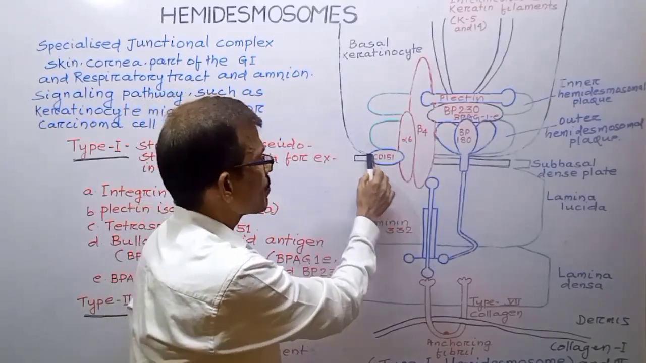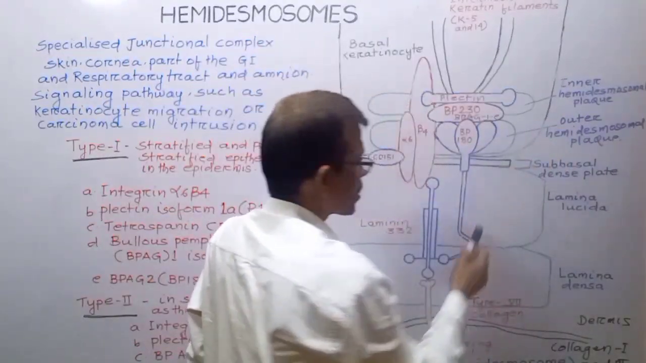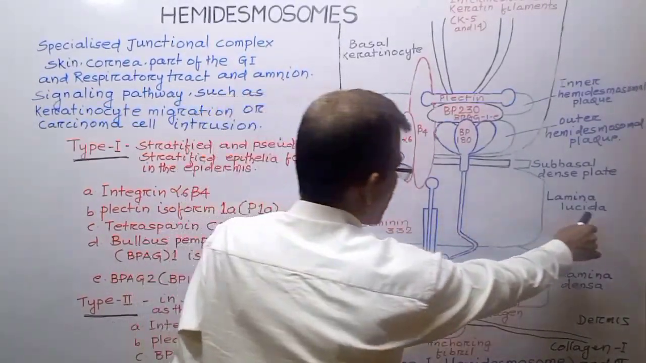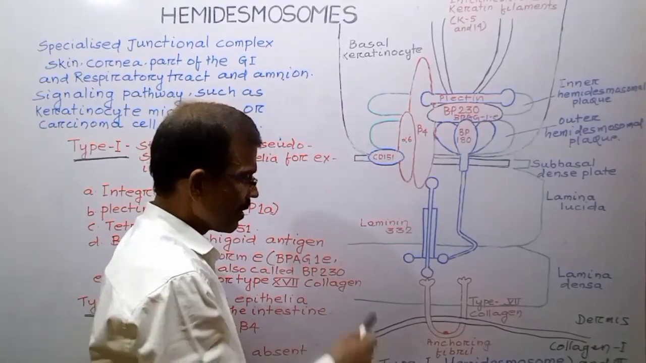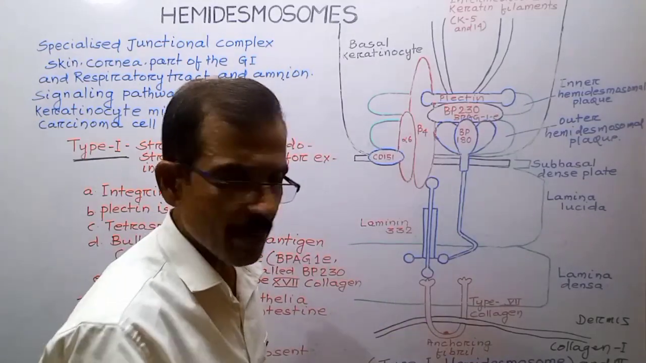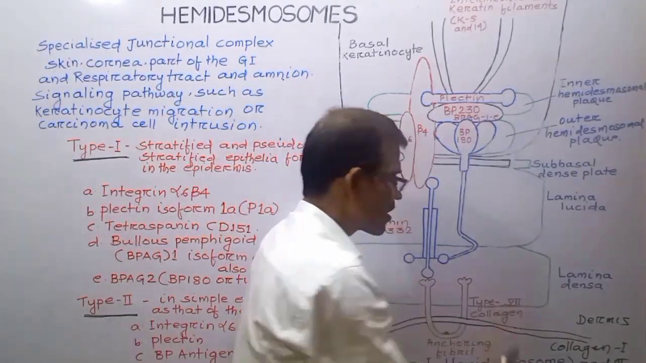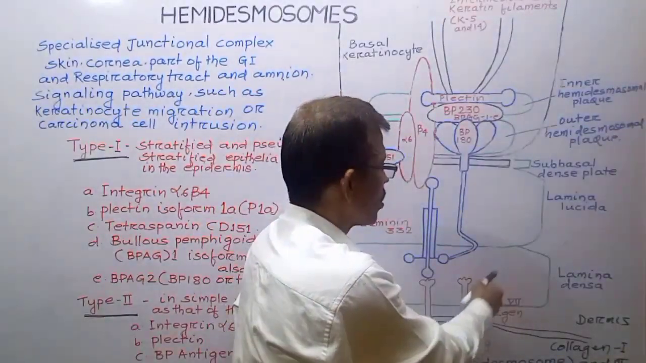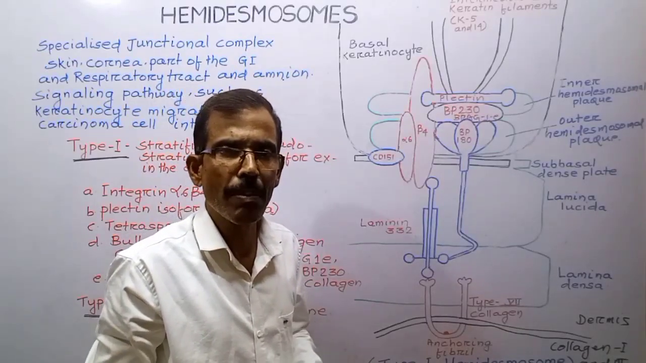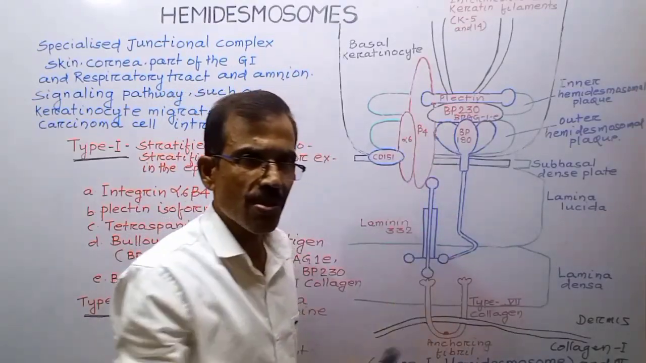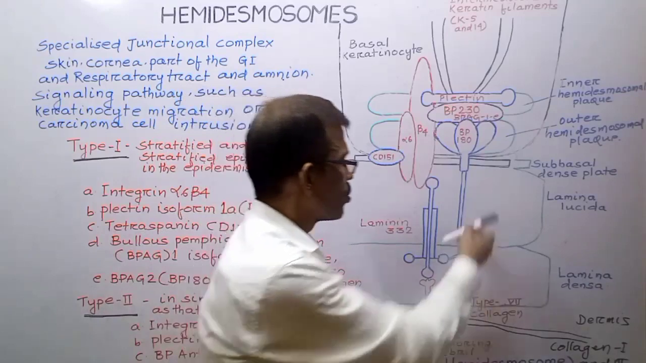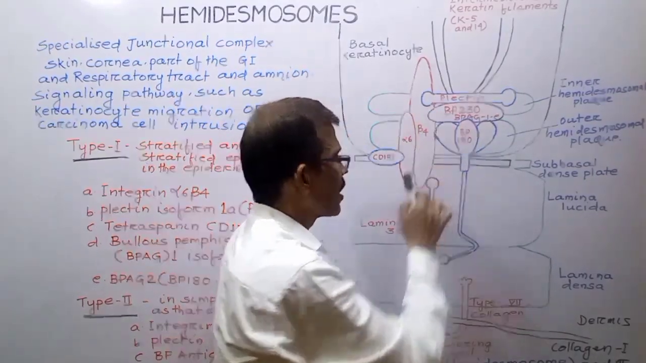Immediately beneath the plasma membrane of the basal keratinocyte, there is an electron-lucent zone called lamina lucida and an electron-dense zone comprising a closely packed fibrous network called lamina densa. These two zones, lamina lucida and lamina densa, constitute the basement membrane. So this figure shows how the basal keratinocyte is strongly attached to the basement membrane by hemidesmosome.